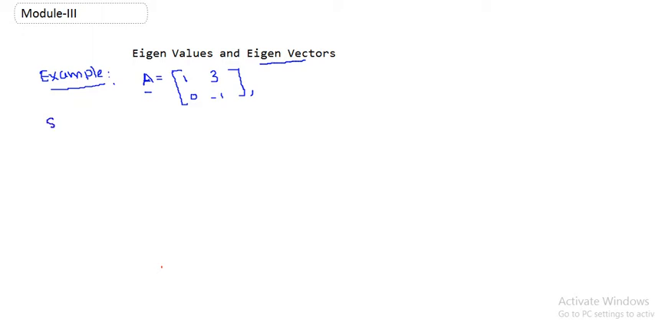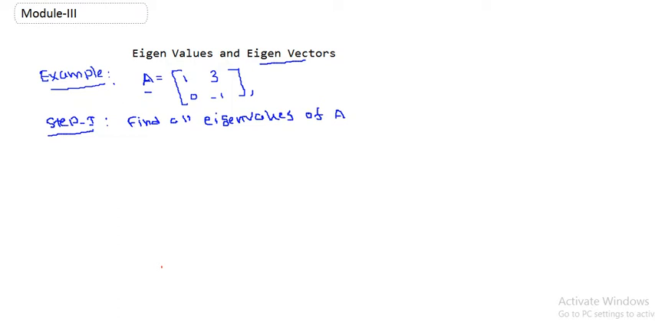Step 1 is you have to find the eigenvalues. So first step, find all eigenvalues of A. These are the steps you have to follow to find all eigenvectors of this matrix A. So first we find the eigenvalues of A.